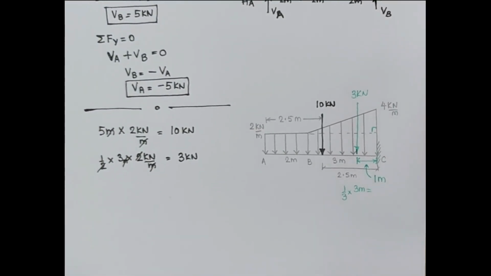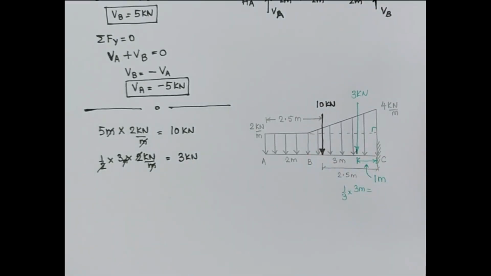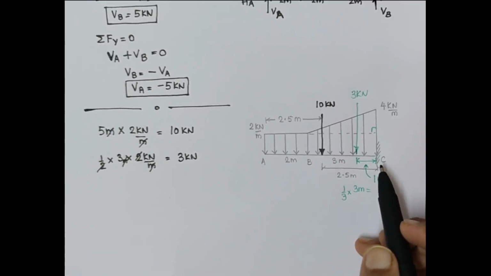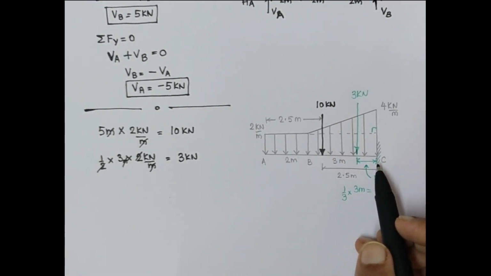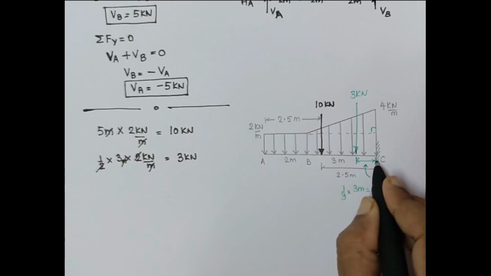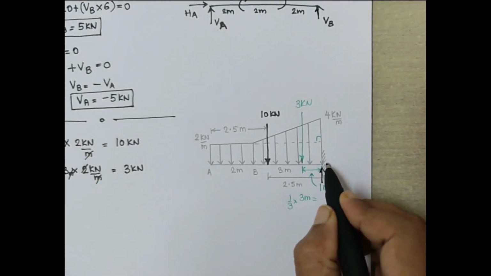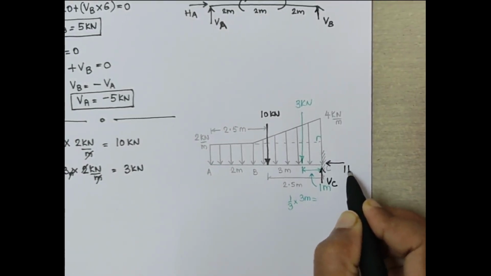Okay, now since we have already converted the loadings, let us also convert the support reactions. Here what we have is known as a fixed support. Since it is a fixed support, we have already seen in the previous video that it will be replaced by 3 unknowns. What are the 3 unknowns? So you will have 3 different support reactions. The support reactions will be one vertical, so that will be vertical at C. Then you will get one horizontal, so that will be horizontal at C.